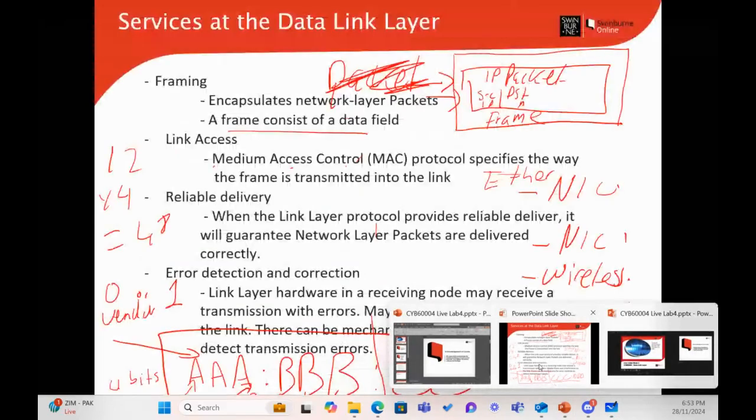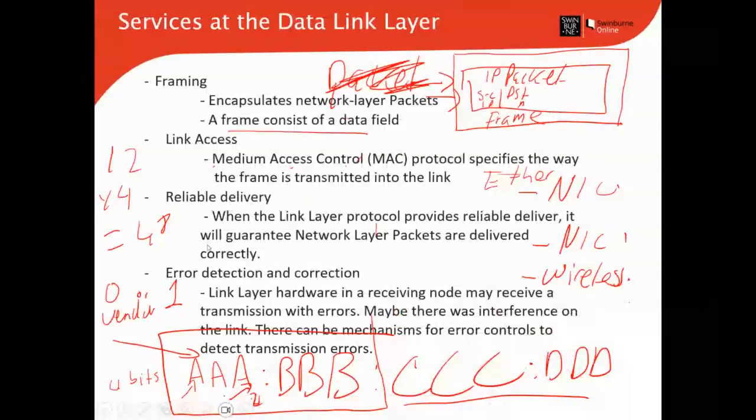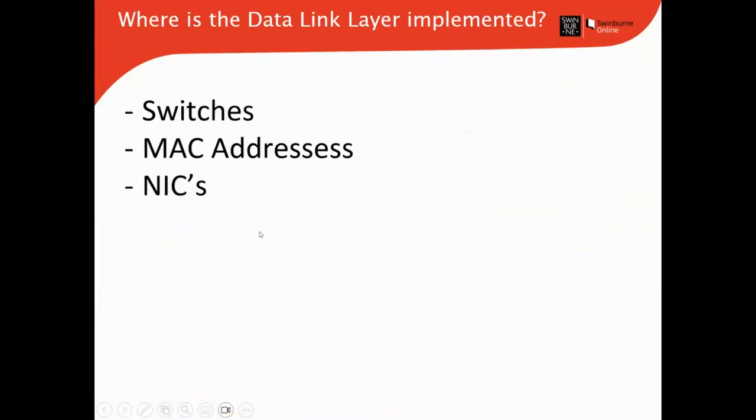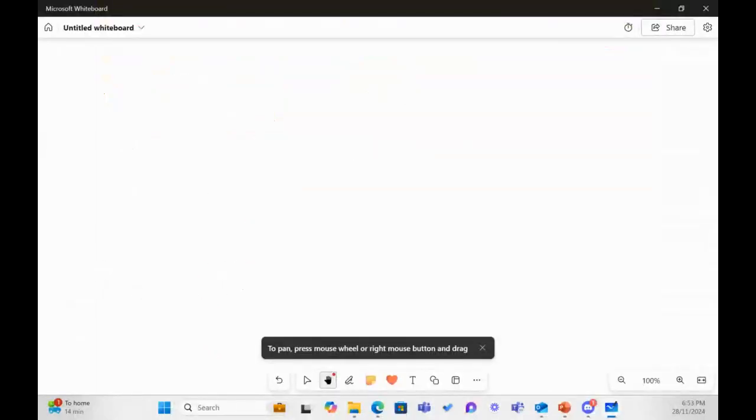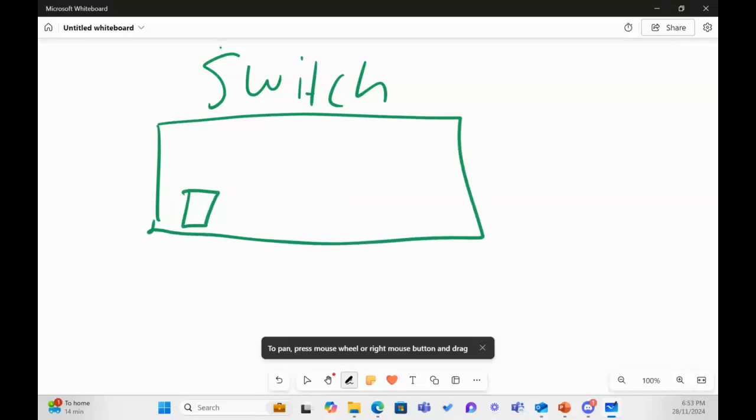Okay, now if we go back to this here, let's have a look at, so we've talked about MAC addresses already. We've talked about NICs. The switch is the networking device that operates at the layer 2 area. And this is what happens in a switch. So let's get a switch up and running. This is a device with a few ports on it. We're going to do this nice and simple.